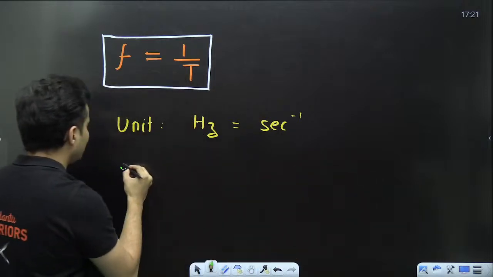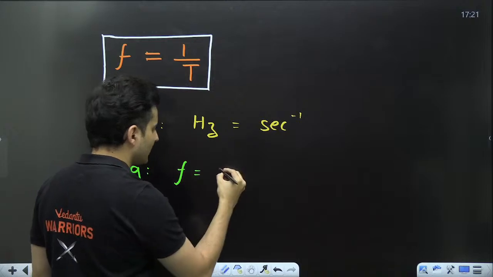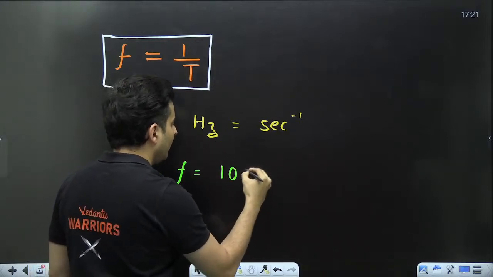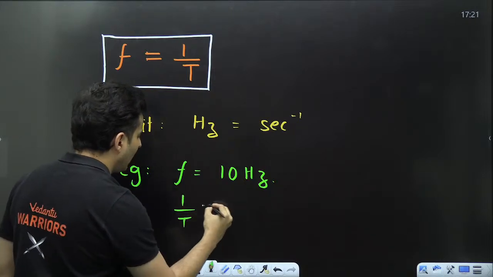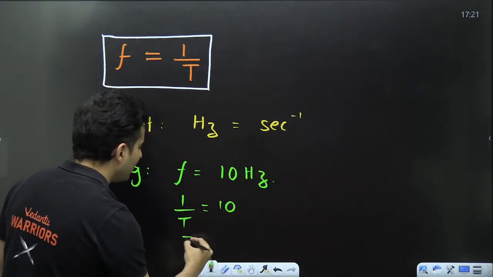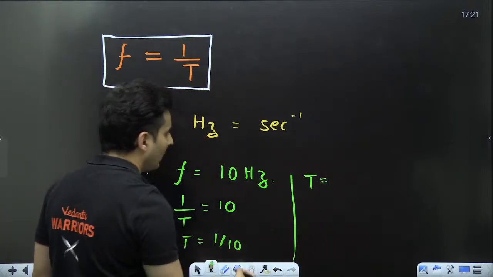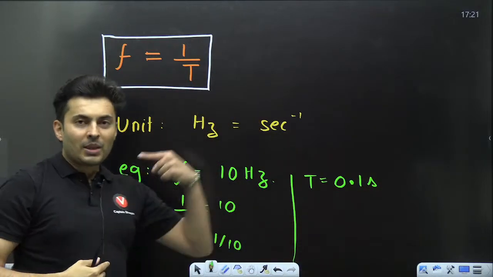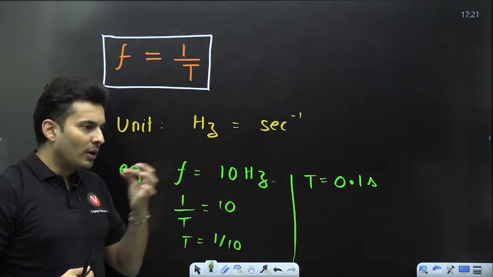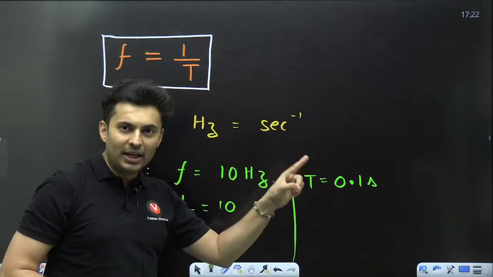So say for example, if I tell you the frequency is 10 hertz, that means 1 by time period is 10. That means time period is 1 by 10, which is 0.1 of a second. So in one oscillation, or for one revolution, or for one complete motion, you are taking 0.1 second.